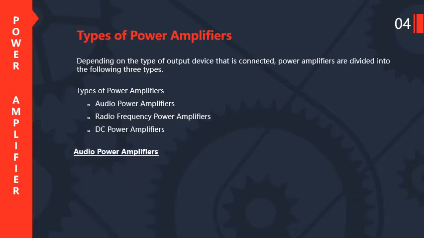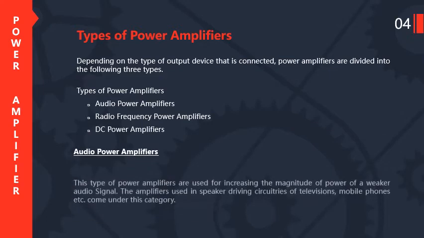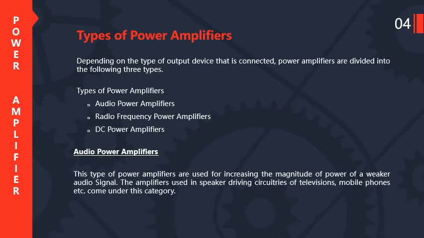So number one is audio power amplifier. This type of power amplifier is used for increasing the magnitude of power of a weaker audio signal. The amplifiers used in speakers, driving circuitries of televisions, mobile phones, etc. come under this category.